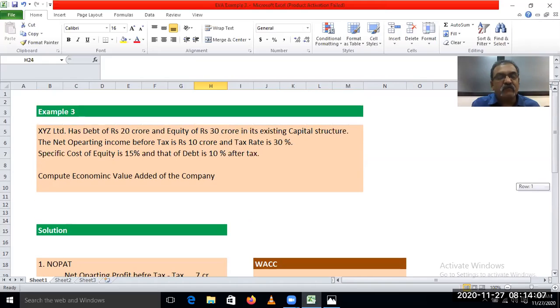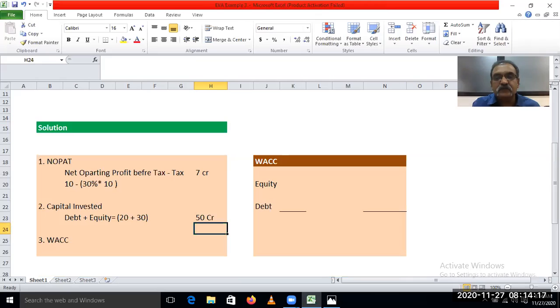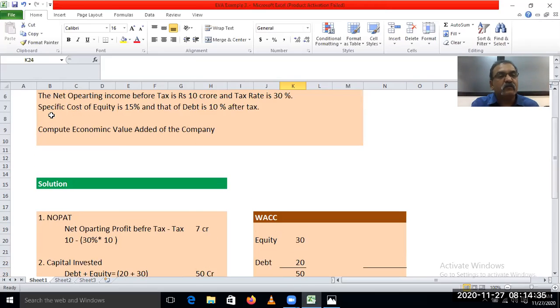Check out the amount of equity and debt. How much is the amount of equity and debt? The debt is 20 crore and equity is 30 crore. So equity 30 crore, debt 20 crore, total capital 50 crore. Now we will take the specific cost of equity and debt. Check out in the example, specific cost of equity is 15%. So we will take here 15% specific cost of equity. Then that of debt is 10%. So debt 10%.